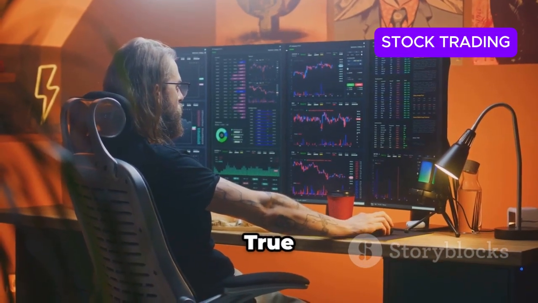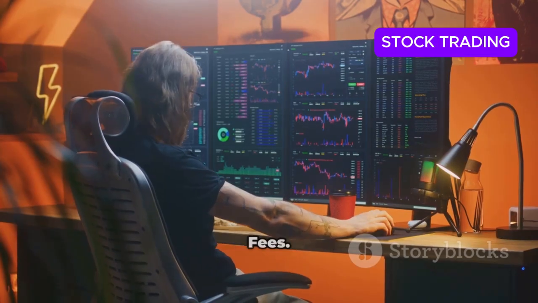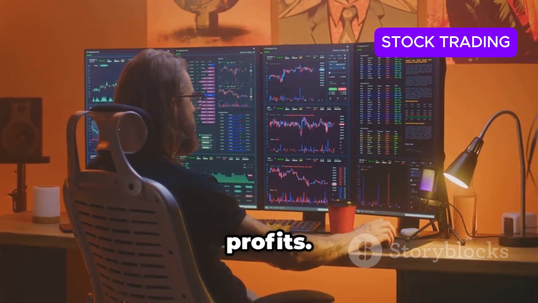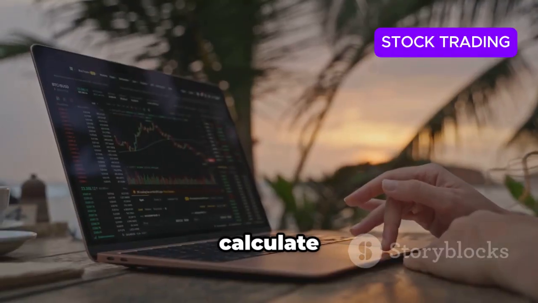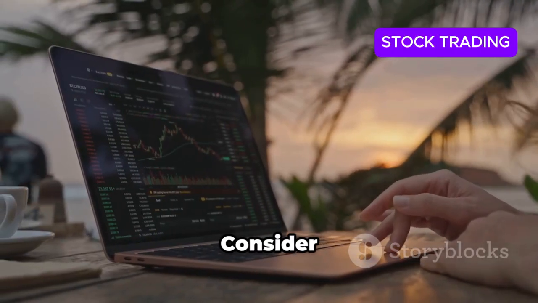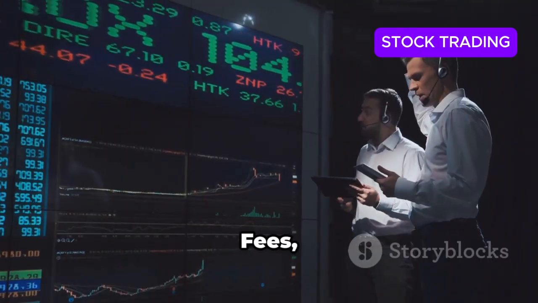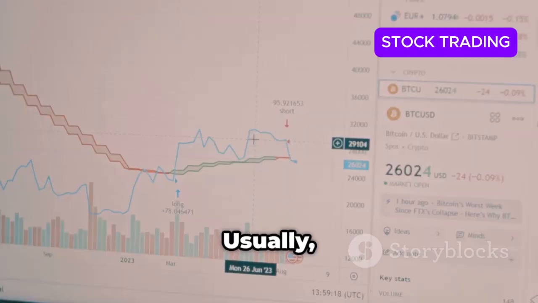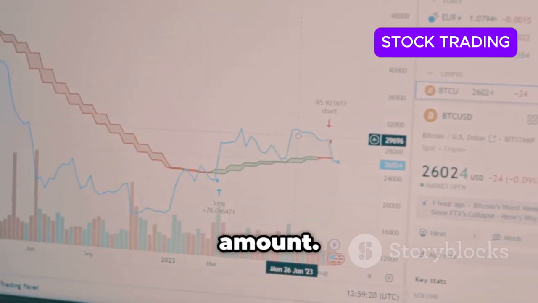Section 5. The true cost of trading, calculating fees. Trading fees can significantly impact your arbitrage profits. It's crucial to calculate these fees accurately before executing any trades. Consider the following fees. Trading fees, which are charged by exchanges for executing buy and sell orders. Usually these are a percentage of the trade amount.